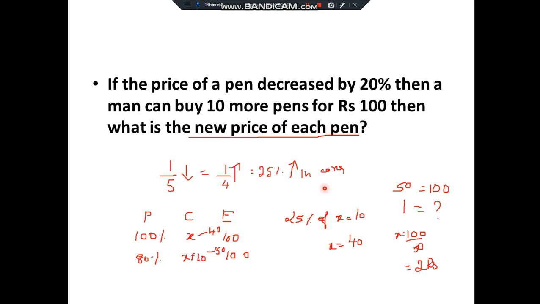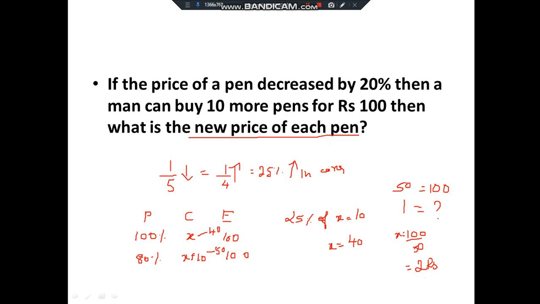They have also given how much more we can buy. 10 more pens we can buy. So we can equate as 25% of x is equal to 10. So x is equal to 40. So previously we were able to buy 40 pens and now, plus 10, we are able to buy 50 pens, okay? And the question is, what is the new price of each pen? So the new price you can equate like this. 50 pens is equal to 100 rupees, right? So the new price of each pen, that is, 1 pen is equal to how much? When you cross multiply, you get 2 rupees. That is, the new price of each pen is rupees 2.